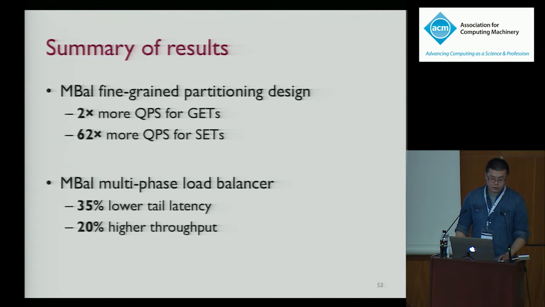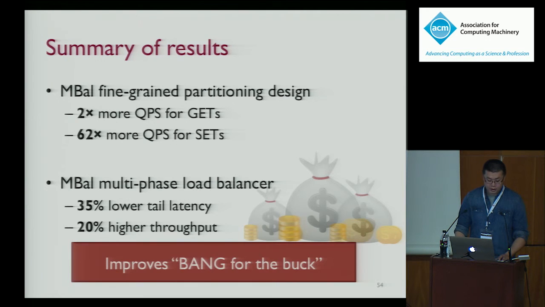In summary, we see that MBal's cachelet design is able to improve the single instance scale-up gains by 2 times for get operations and 62 times for set operations respectively. And also, our end-to-end test on a real cloud cluster showed that MBal's multiphase load balancer is able to improve the throughput while at the same time reducing tail latency. And the side effect of this is that MBal is able to effectively improve bang for the buck for the cloud tenants.